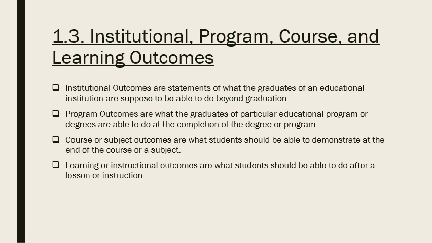The next one is the learning outcomes or instructional outcomes. So in a certain lesson, this is what we are going to set. The learning outcomes are what students should be able to do after a lesson or instruction. So after this lesson, you will be able to identify instructional outcomes, program outcomes, course outcomes, and learning outcomes. That's an example of a learning outcome.